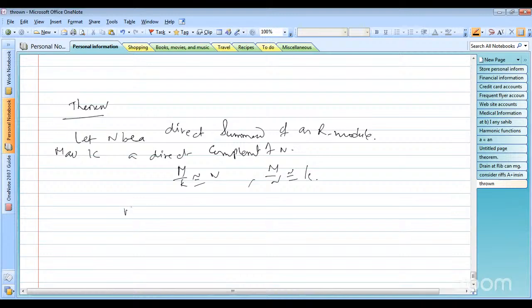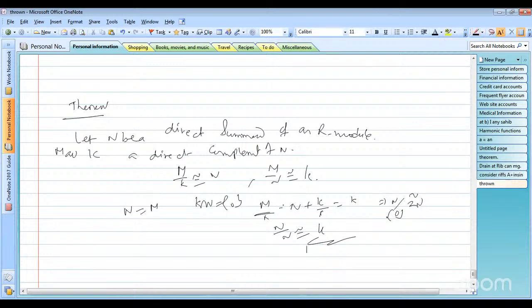If we know that N plus K is equal to M, then the K intersection N is equal to 0, also we have known that. So M by K is equal to N plus K by K. We know from the earlier theorem that this is N by N intersection K, so that is equal to N by 0, is equal to N. So therefore M by N is isomorphic to K. This is one we have to do. Then direct sum. Now we have to do direct sums.